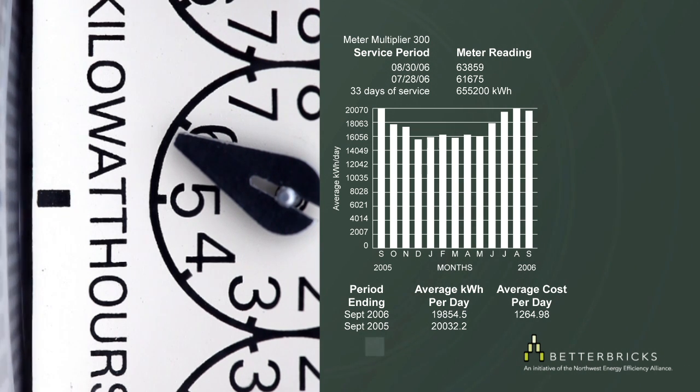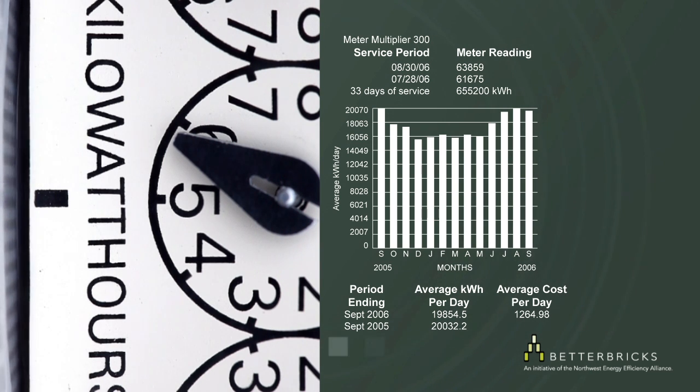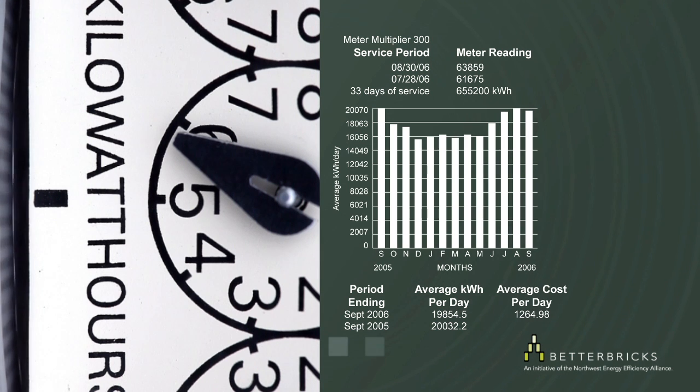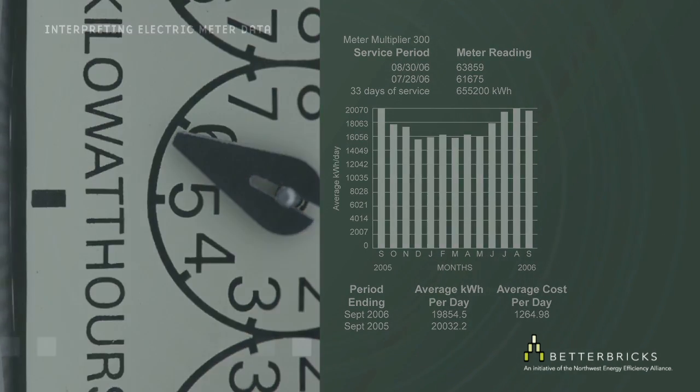Again, this is showing you some information about your bill where you have a period ending September 2005 and comparing your 2005 to your 2006 usage for the same month. So it's showing you here the average kilowatt hours per day went down from September 2005 to September 2006. If you want any more detailed information about your utility bills, please make sure you check with your local utility.